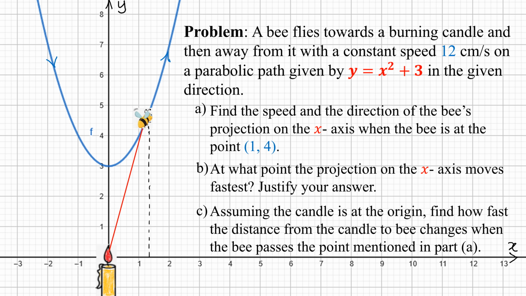Part B says: at what point does the projection on the x-axis move fastest? You will see that these projections actually move at different speeds. So it's asking at what point the projection can move faster, and we'll see how we can solve that part.